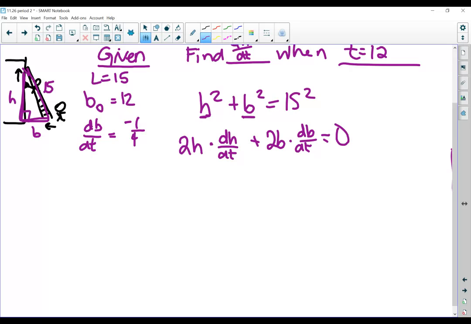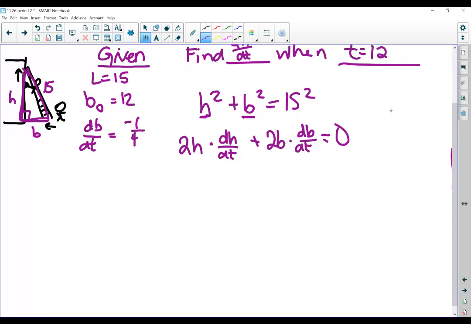Okay. Now, that's step 3. So step 1, draw a picture. Step 2, write an equation. Step 3, find the derivative. Because now I have an equation, a relationship between the rates of this situation. Now I have to look at my moment and plug in information from this moment.